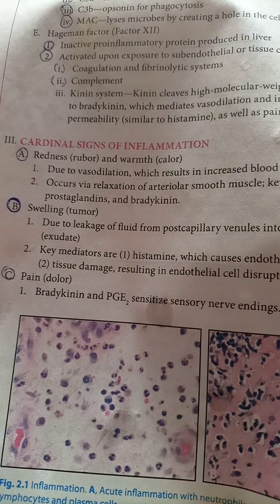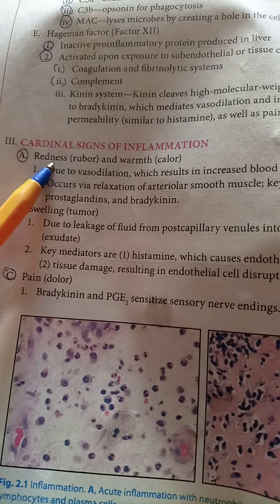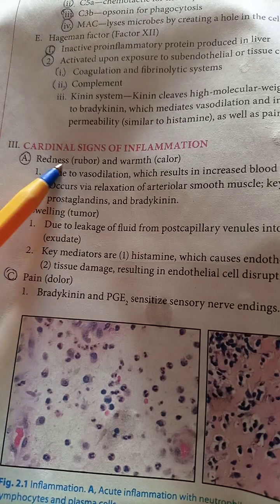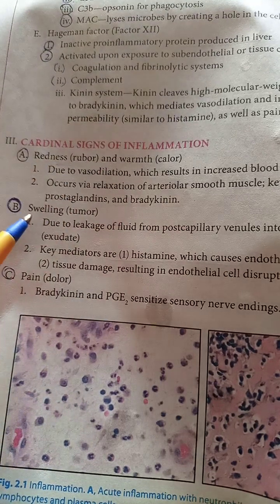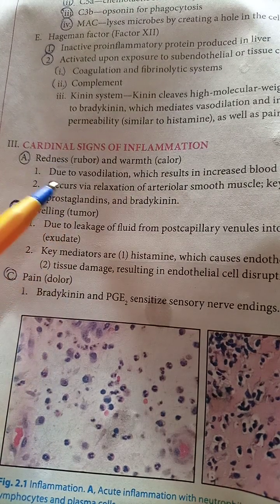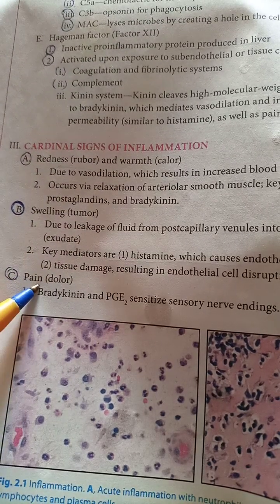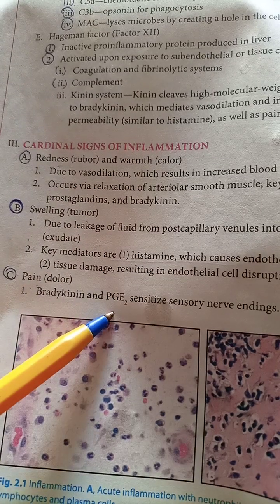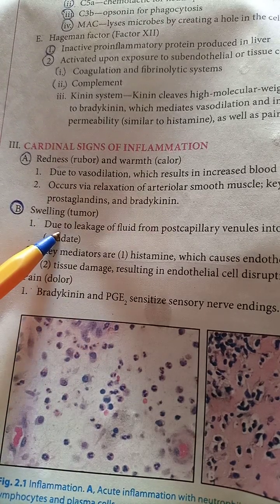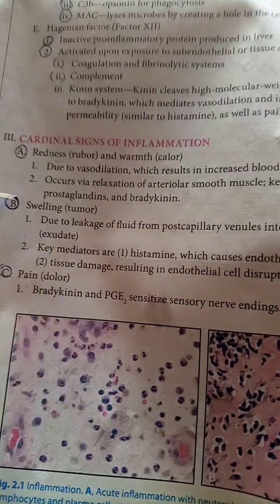Now we will be looking at the cardinal signs of inflammation, meaning what signs are present during inflammation. First of all, redness will be there, warmth will be there, swelling, also known as tumor: rubor, tumor, dolor, and fever. Pain will be there because of bradykinin and prostaglandin E2, swelling due to leakage of fluid, redness due to vasodilation and excessive blood flow in the cutaneous vasodilation.